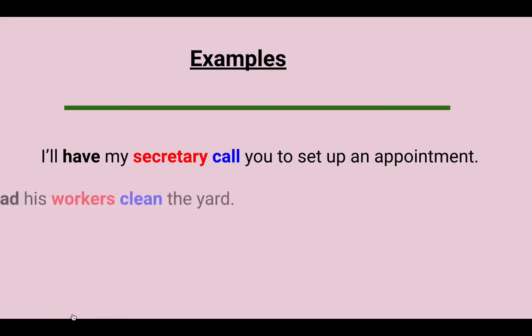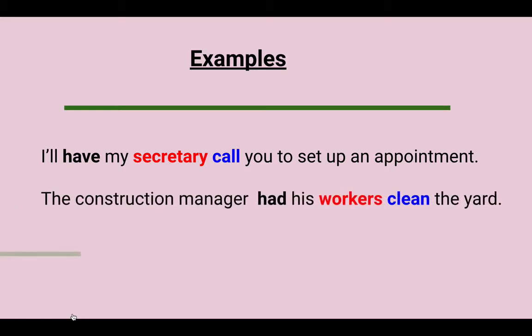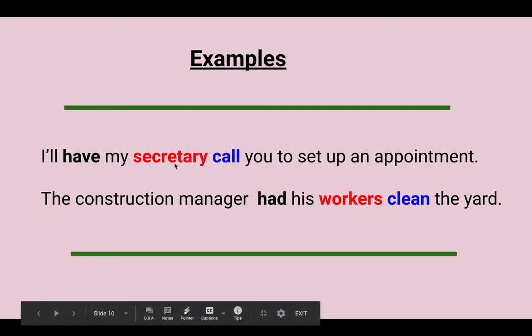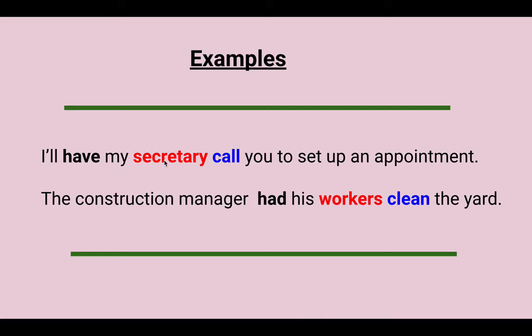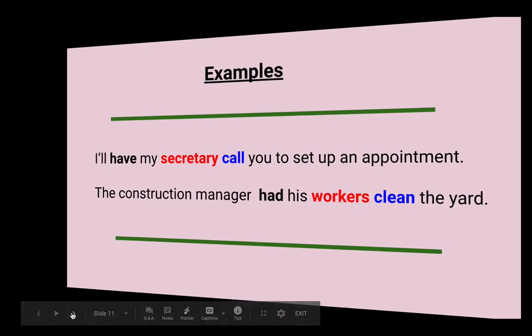So the first example, I'll have my secretary call you to set up an appointment. I won't call you, but I'll cause my secretary to call you. We have the causative verb have, the object secretary, and then the simple form of the verb. In the second example, the construction manager had his workers clean the yard. The construction manager did not clean the yard, but he caused his workers to clean the yard. So that's the first structure with have.